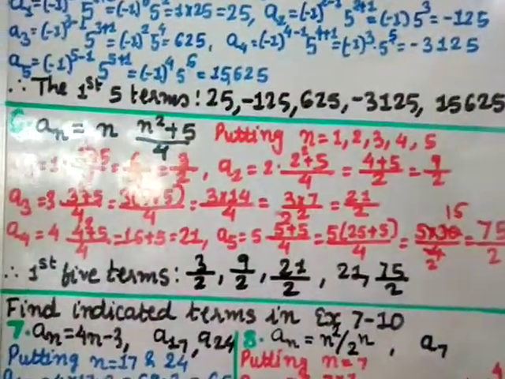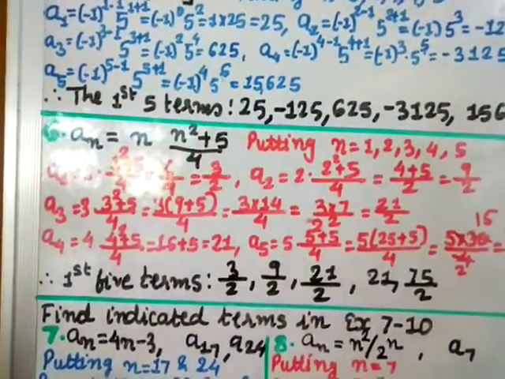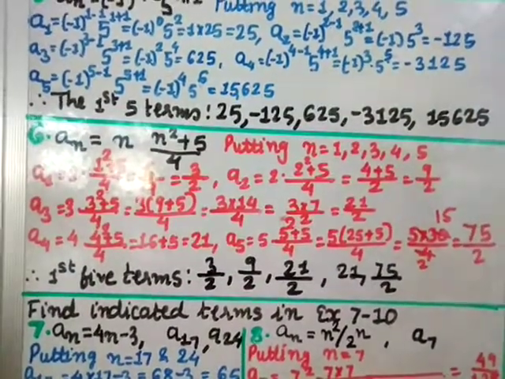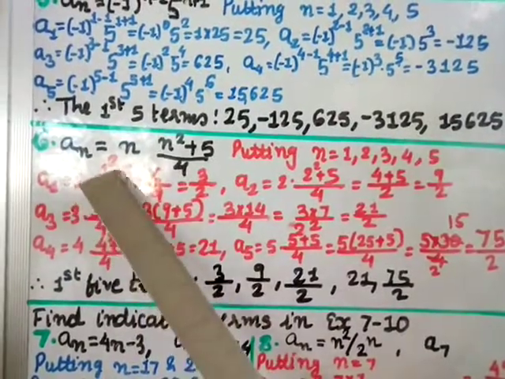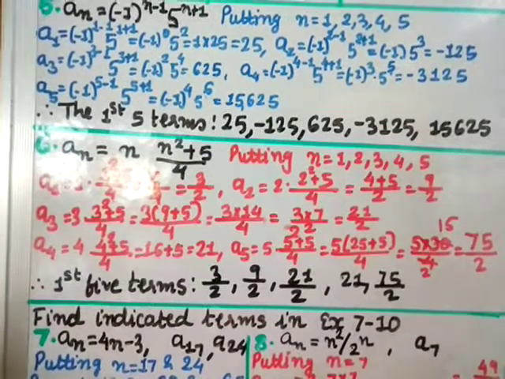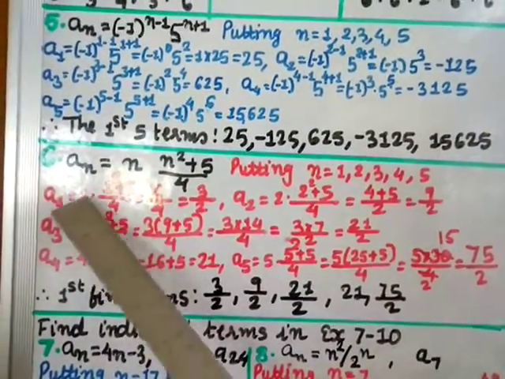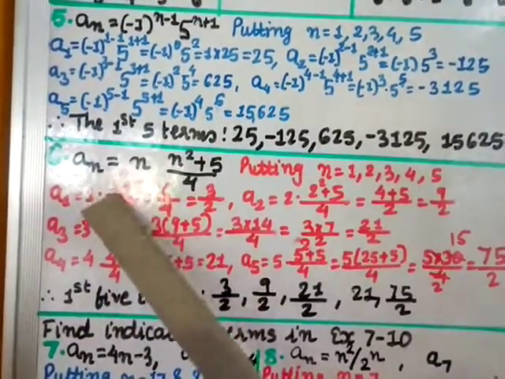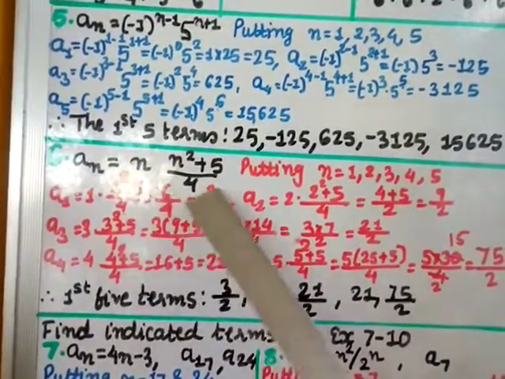Question number 6. The general term is an equal to n into (n square plus 5) by 4. Putting n equal to 1, 2, 3, 4 and 5. So start with n equal to 1. So a1 equal to 1 into (1 square plus 5) divided by 4. Wherever there is n, just place n equal to 1, then 2 and 3, 4 and 5. So here 1 into anything is the same value. So I am not writing 1, and 1 square is 1 plus 5, which gives you 6 divided by 4. You can cut by 2. So here is 3 by 2.